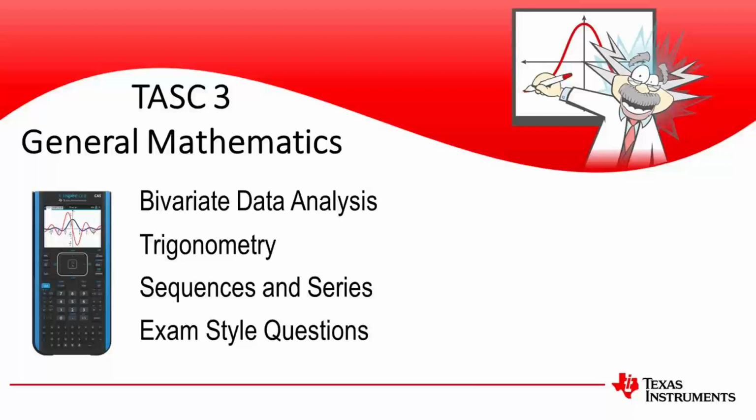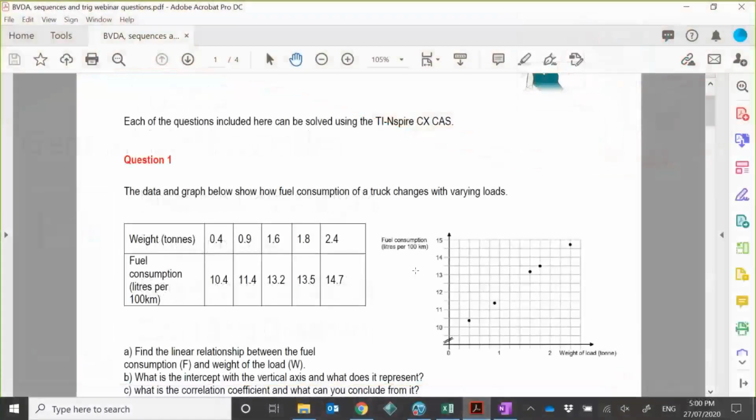I have up here on the screen hopefully the questions that you have downloaded from the TI website. These are some past TASC exam paper questions that I aim to get through today, so hopefully you've had a chance to look at those. And it covers the three topics of bivariate data analysis, sequences and series, and then trigonometry. Out of the 5 topics, they're the 3 that we're going to hopefully get through tonight.